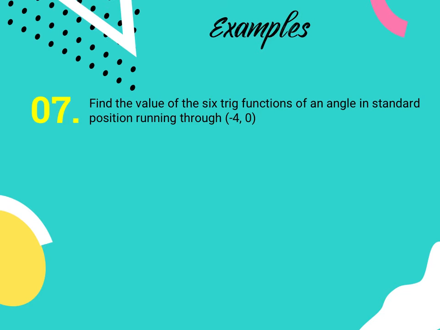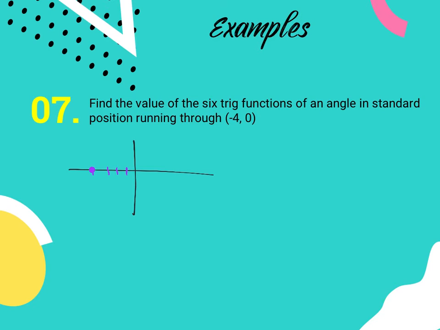This one goes back to the one we did before with our coordinate point. It says find the value of the 6 trig functions of an angle in standard position running through -4, 0. Now think about what's happening here. If I go -4, 0, I'm going left 1, 2, 3, 4, 0. Can I make a right triangle from that? No. If it's on the axis, you can't make a right triangle from it.